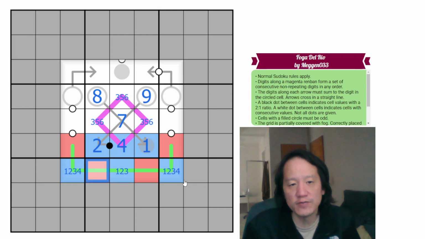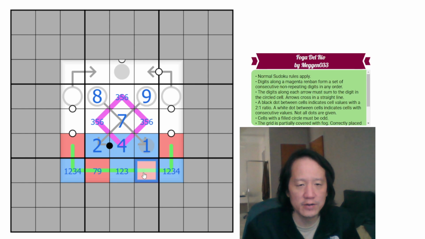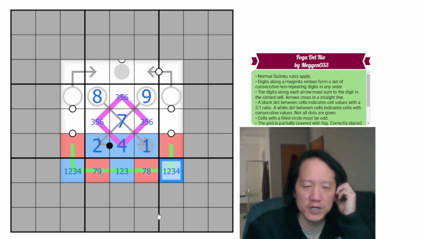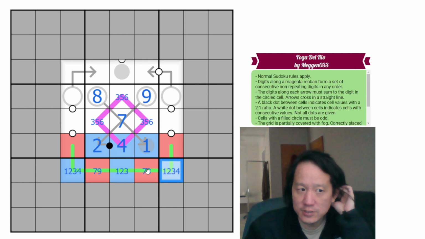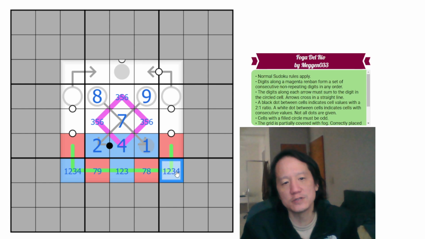Therefore, this must be 7, 8, or 9, but the 8 is not allowed because of that 8. So this is 7 or 9. Similarly, this has to be 7, 8, or 9, but this 9 is not allowed. Therefore, this is 7 or 8. 4 cannot be here because they can only be next to a 9 on a German whisper line. So this can't be 4.